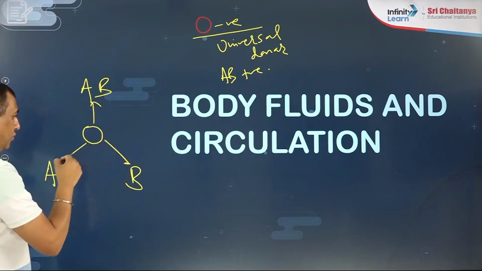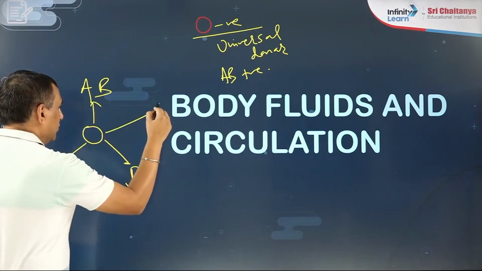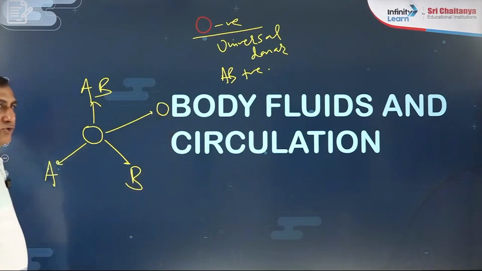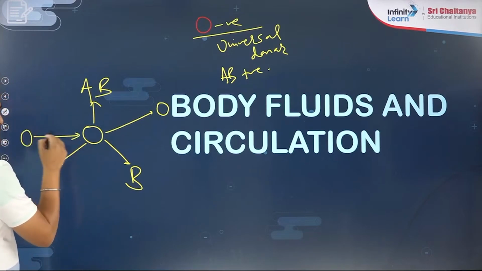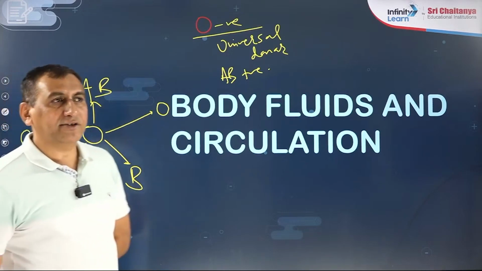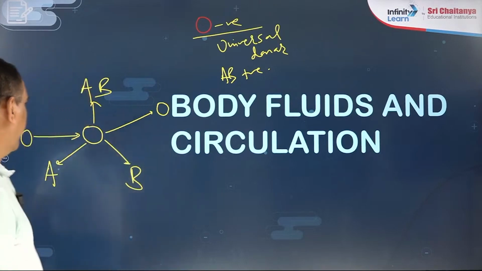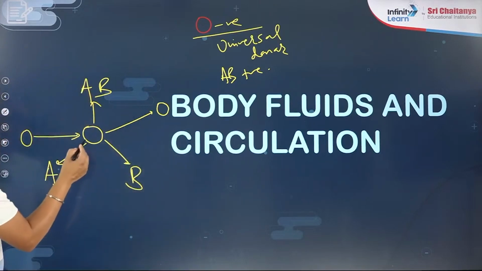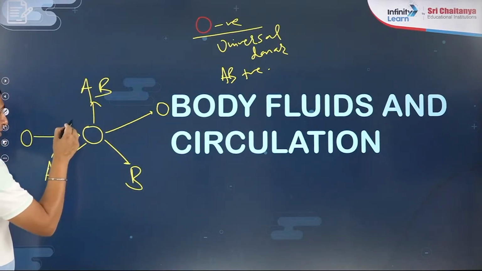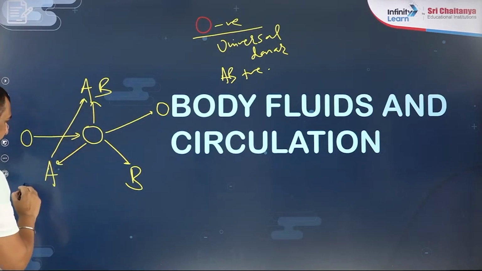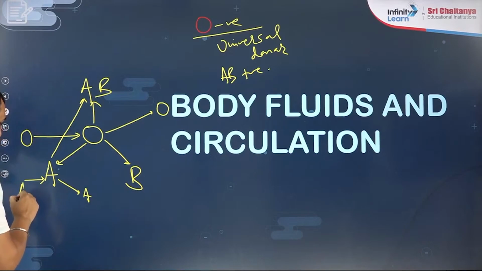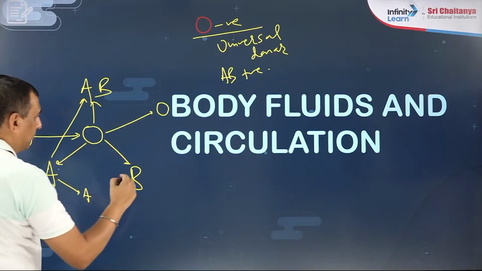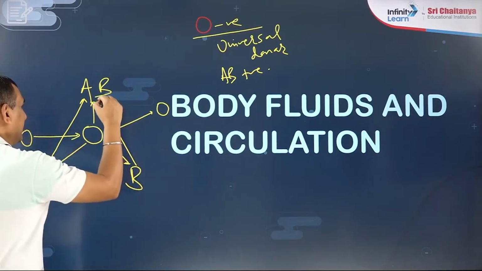O can donate the blood to all, but it is able to receive the blood only from O. That is why the O blood group is considered as the universal donor. A is able to give blood to AB. A is able to give blood to A, but only takes blood from A and O. Clear? B can give blood to AB.